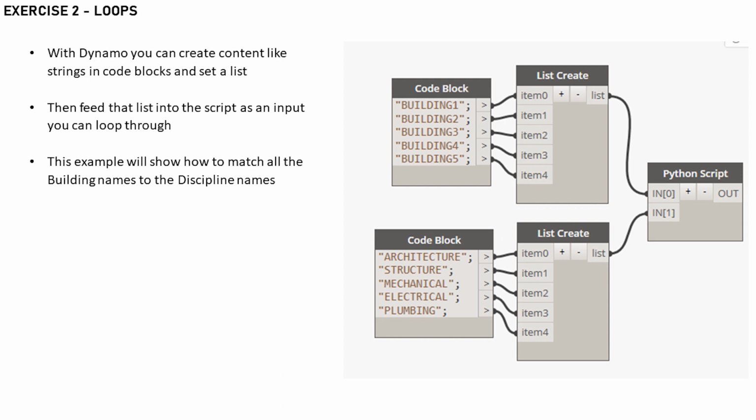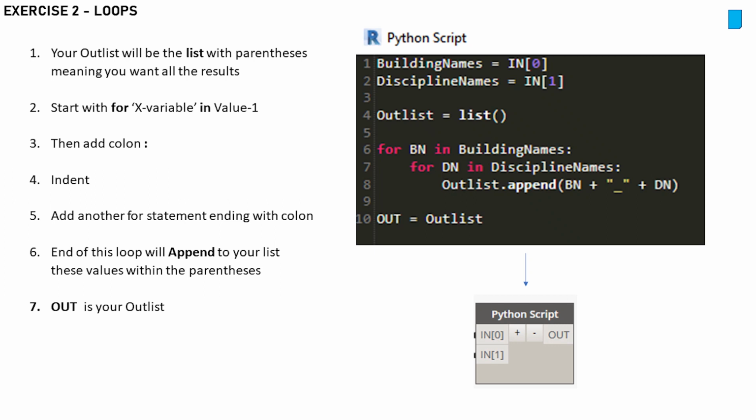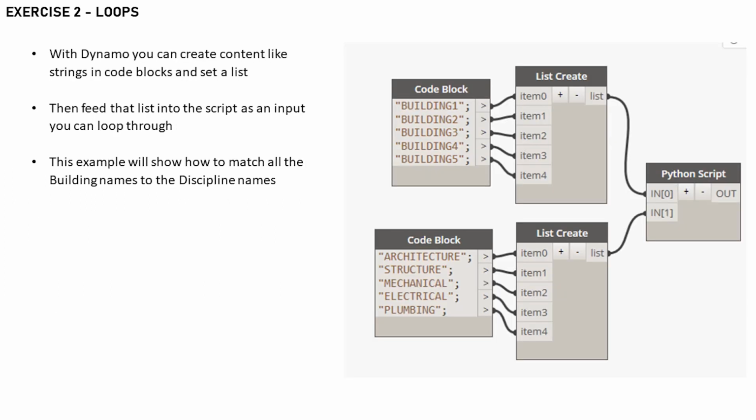For people who are familiar with Dynamo, you can do what they call a cross-product list to mix and match, but you can actually do this in Python as well. And this is what it looks like in Python. So I could take a list, concatenate the list, or create a list, or I have inputs going to a list, and then that can go into Python. And let's say I want to mix the building names with the discipline names.